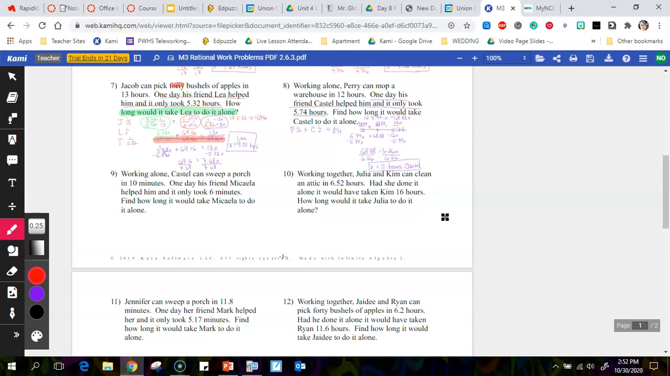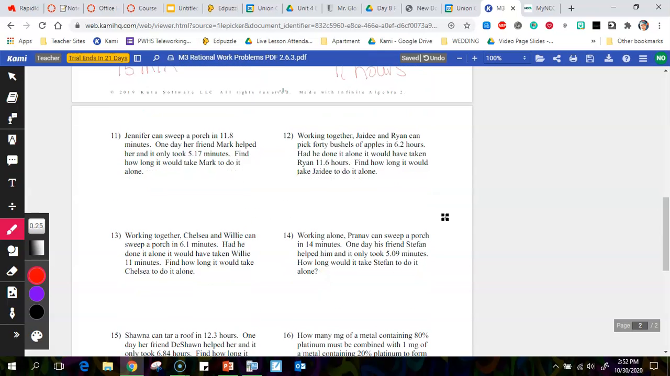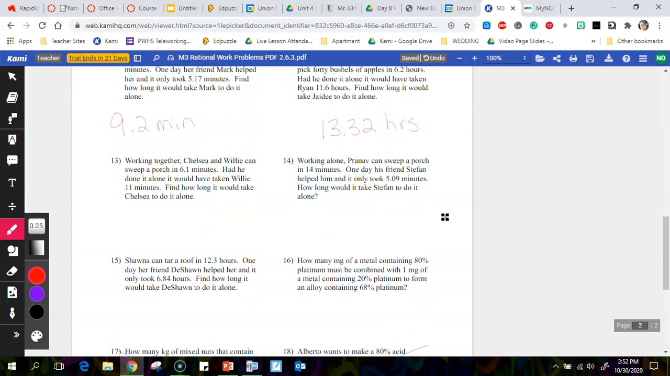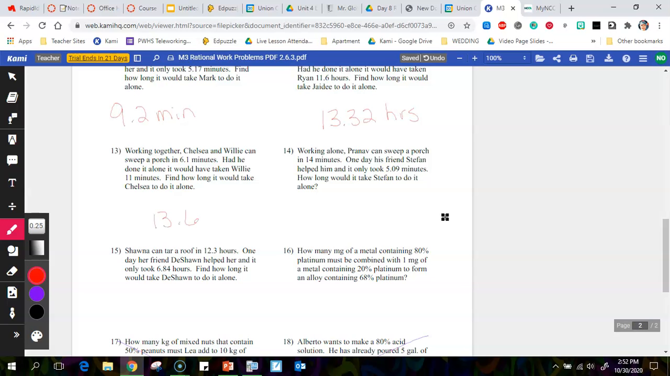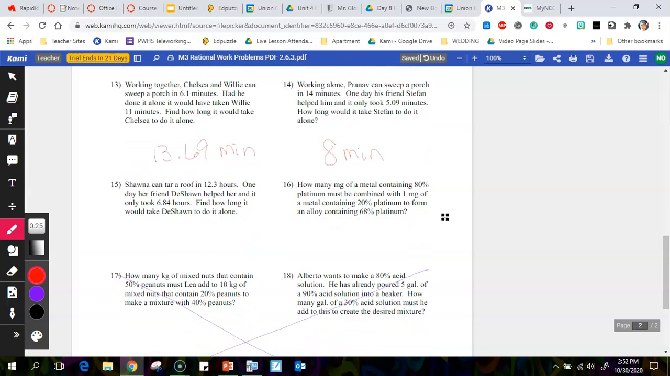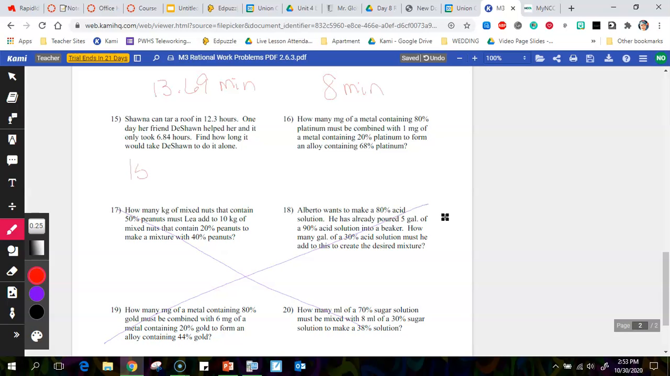All right, number 9. Number 9 is 15 minutes. Number 10 is 11 hours. Number 11 is 9.2 minutes. Number 12 is 13.32 hours. Number 13 is 13.69 minutes. Number 14 is 8 minutes. Number 15 is 15.41 hours. And number 16 is, oh, no, mark out number 16 too.